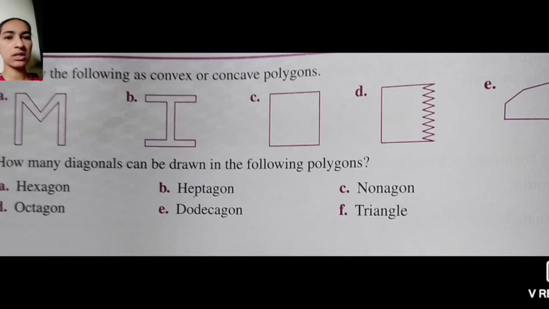Okay students, now question number 4. How many diagonals can be drawn in the following polygon? Just now we have seen the figures of hexagon, heptagon, octagon also. So this question is for you. In a hexagon, how many sides are there? 6. So in the formula n(n minus 3)/2, put the value of n as 6.